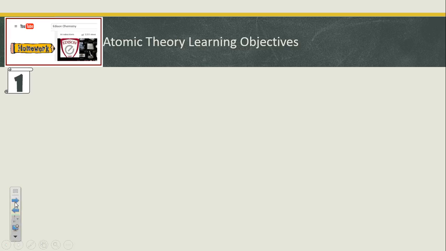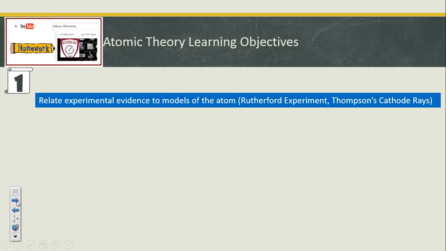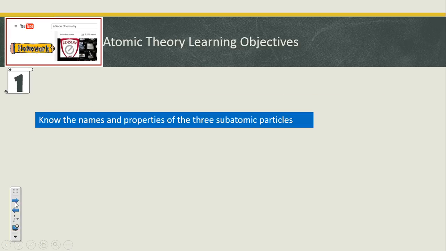Okay, so let's get into our learning objectives. These are our targets. I need you to understand how the model of the atom changed over time, just like any scientific theory or discovery changes over time. I also need you to relate evidence to the models of the atom. What the Rutherford experiment and Thomson's cathode ray experiments meant for the evolution of that model of the atom. Know the names and properties of all three subatomic particles.